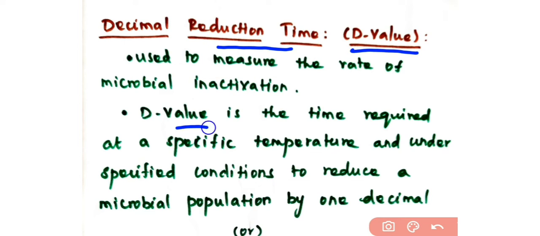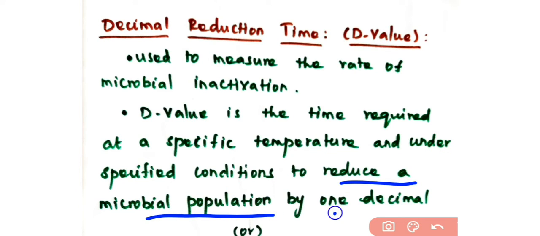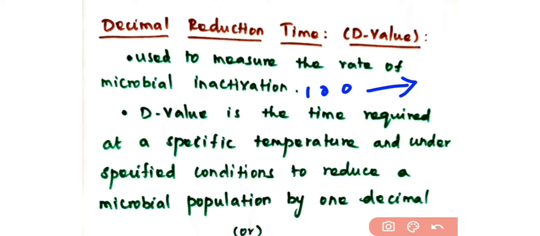So D value is the time required at a specific temperature and under specified conditions to reduce the microbial population by 1 decimal. So 1 decimal means if your initial population is 100, then after your decimal reduction time you have only 10 cells per ml. So you are reducing the microbial population by 1 decimal.